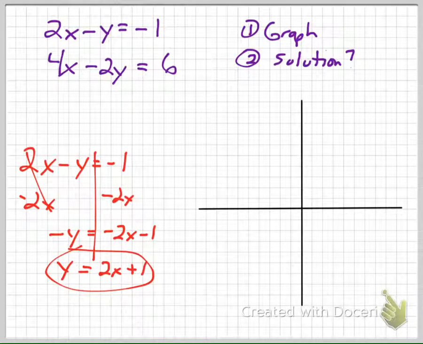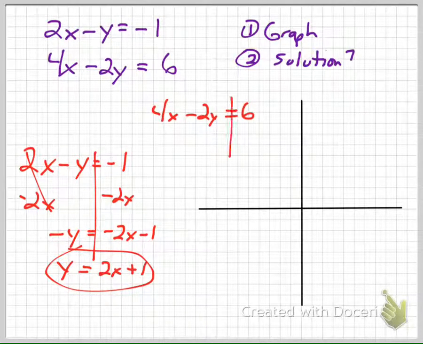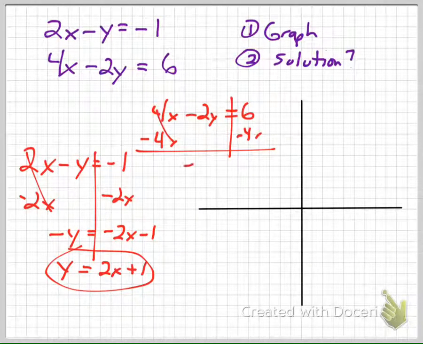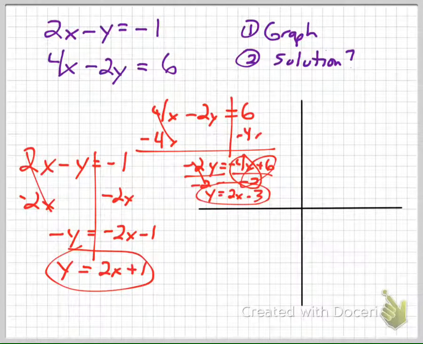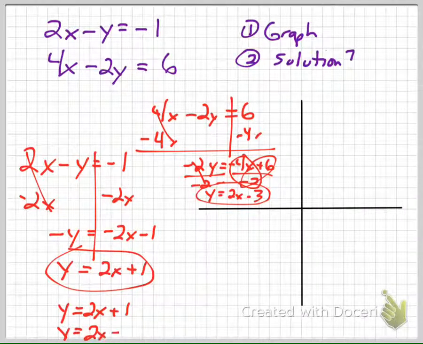There's the first one. The next one goes 4x minus 2y equals 6, minus 4x, negative 2y equals negative 4x plus 6. Divide by negative 2, divide by negative 2, y equals, and now I go, okay, this becomes 2x and then minus 3. Do you agree? Okay, so now that I have them, I have y equals 2x plus 1 and y equals 2x minus 3.